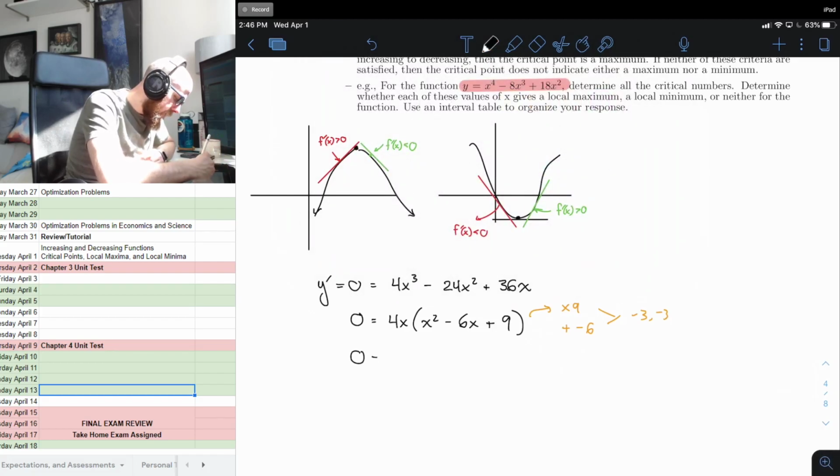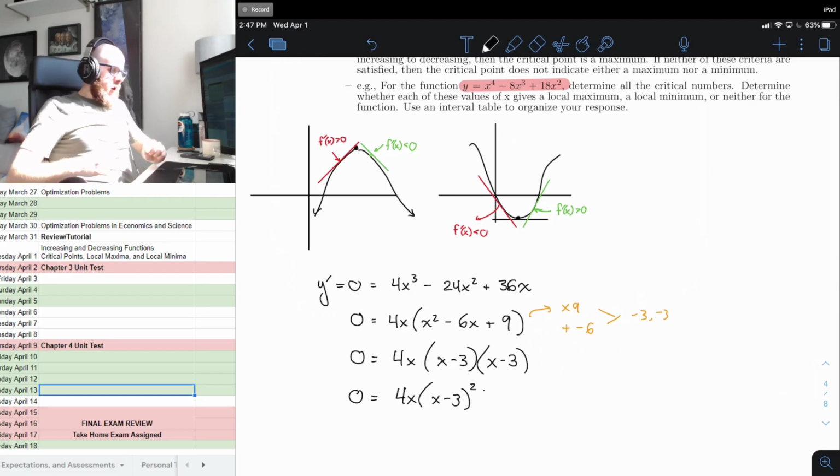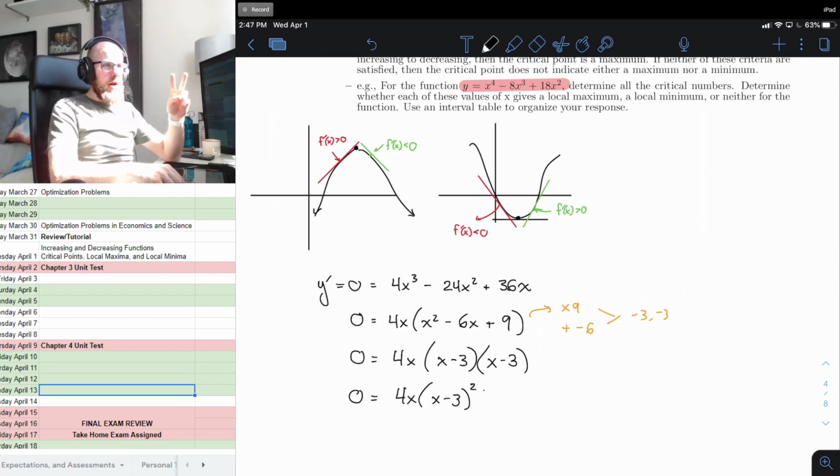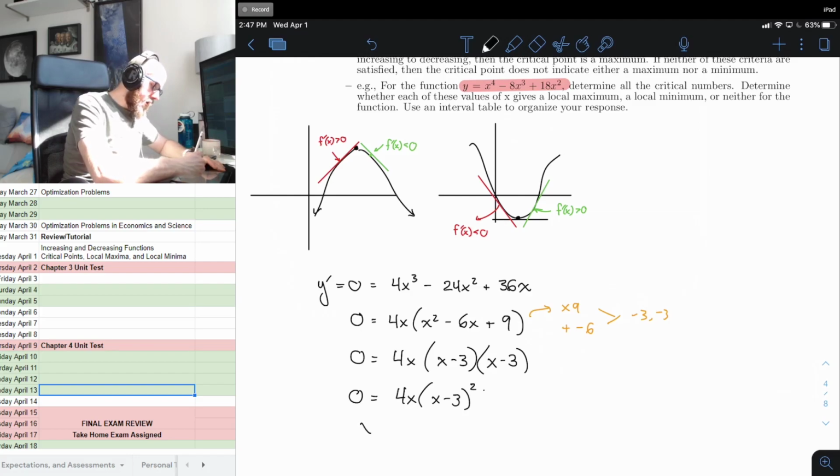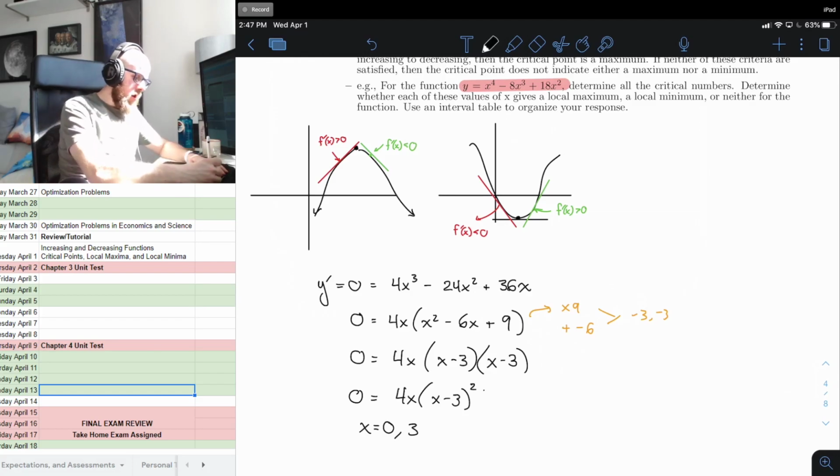So we'll get 0 equals 4x times (x minus 3) times (x minus 3), or 4x times (x minus 3) squared. And so I have two critical numbers, right? The two values that make this thing 0 are x equals 0, since 0 times (x minus 3) is 0, or positive 3. So I get two critical numbers, x equals 0 or x equals 3. Okay, so I found my two critical values.